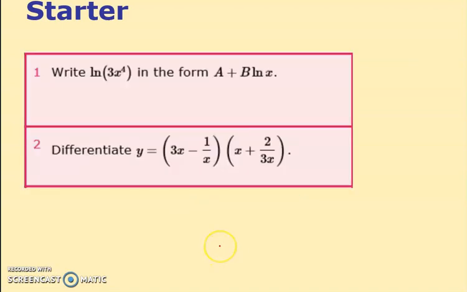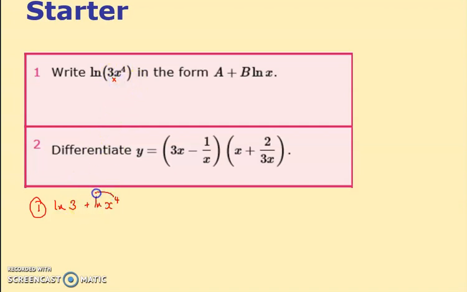Next starter is linked to logarithms initially. It says write this, log of 3x to the 4, in the form of this. So you should be able to recall that there's a rule that says you can split this. So number one, I shall do down here. It's the log of 3. When you split a times, it becomes an add. So it becomes log of x to the 4.